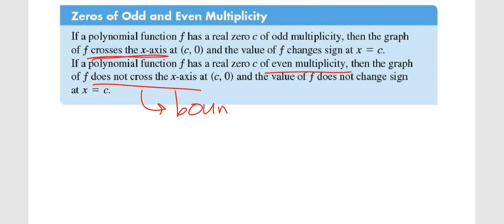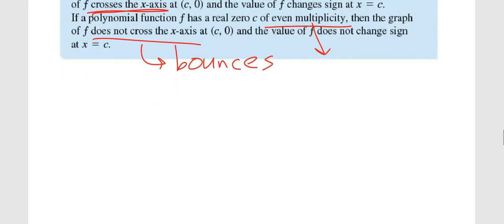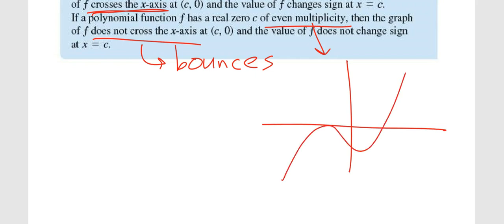It bounces. Now, this particular even multiplicity was made famous from the Katy Perry song. I'm sure you're all familiar with it. I kissed the x-axis and I liked it. It's where you end up with something where it ricochets off like this. This is what they're talking about. It's got an even multiplicity.